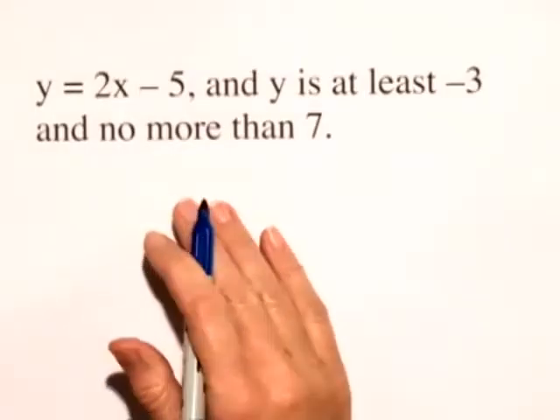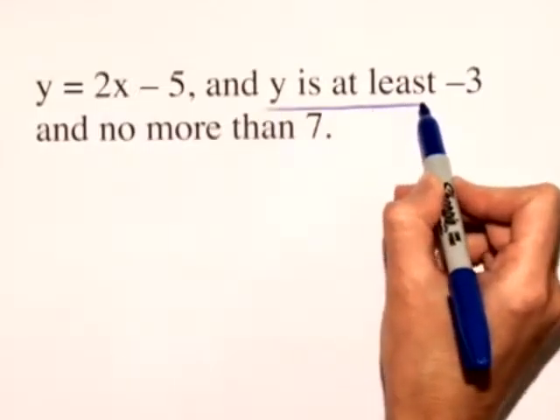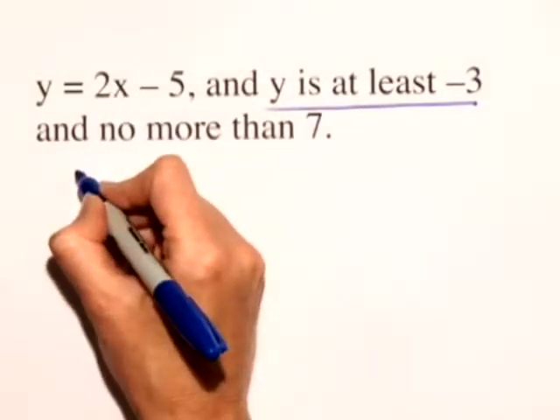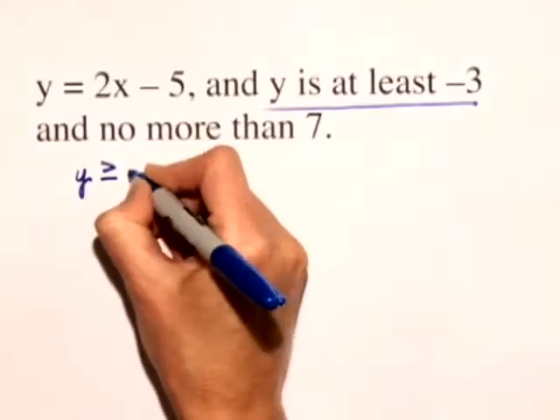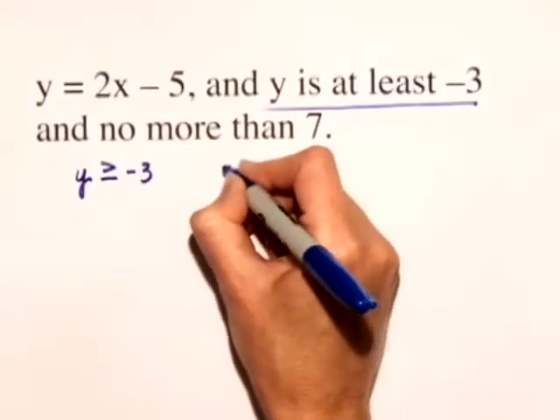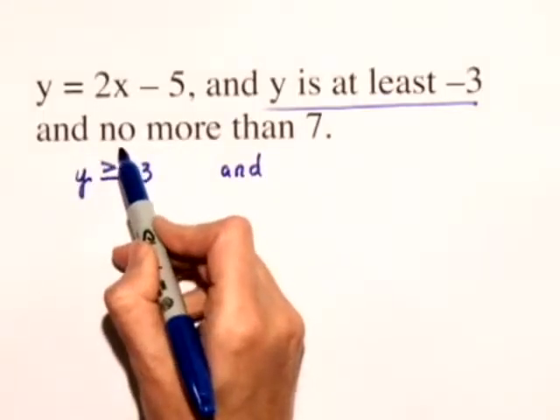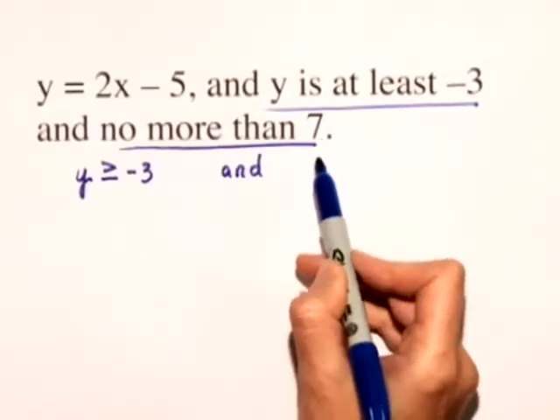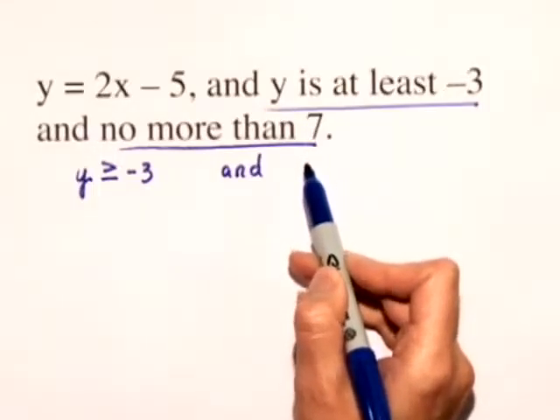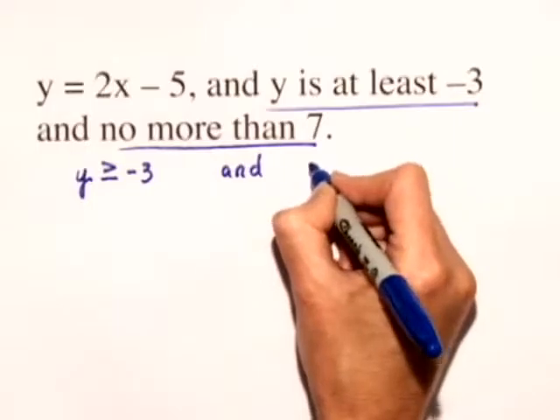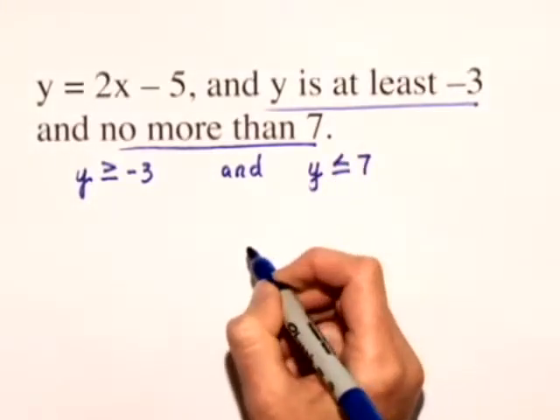So let's look at the first part of what we have. y is at least negative 3. That means that y is greater than or equal to negative 3. And also y is no more than 7. So that means it can actually be 7, but no more than 7. And we could express that as y is less than or equal to 7.